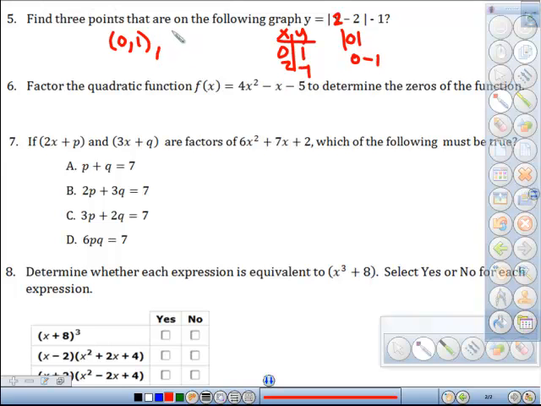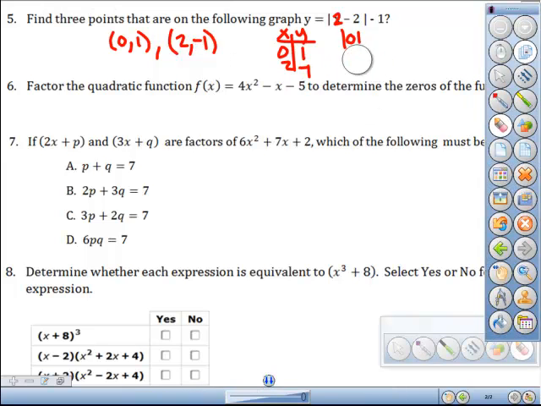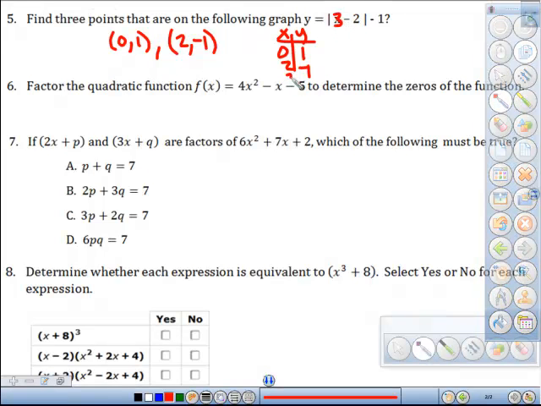So another ordered pair would be 2 comma negative 1. Okay, the next one that I think I will try is something also simple. Let's say if I did 3, because 3 minus 2, that's something easy to work with. So 3 minus 2 is 1. Absolute value of 1 is 1. 1 minus 1 would give me 0. So then the last ordered pair would be 3 comma 0.